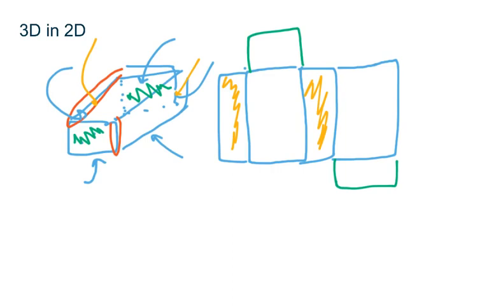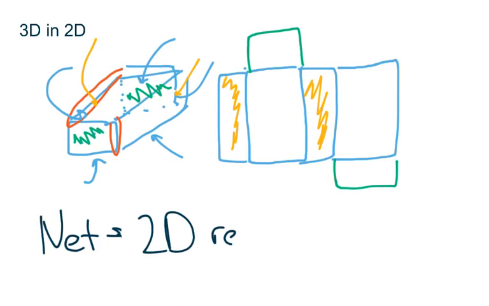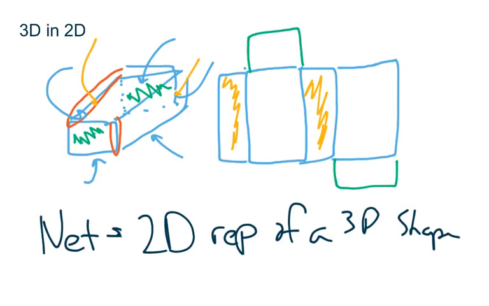Now, what we just did is we drew what's called a net. And that is a 2D representation of a 3D shape. So essentially what we're doing is we're cutting it open and we're laying it out flat.